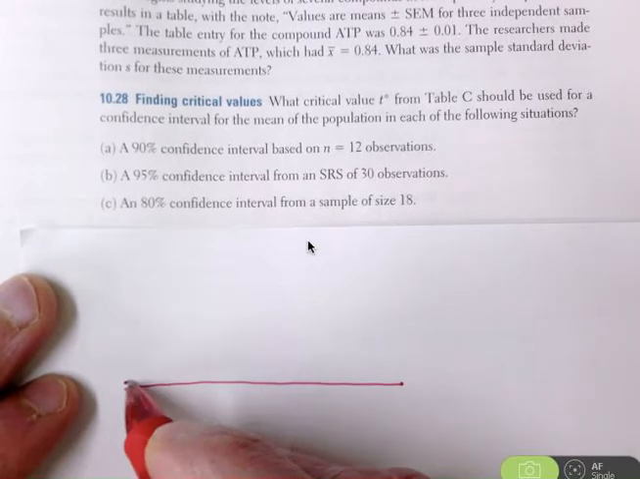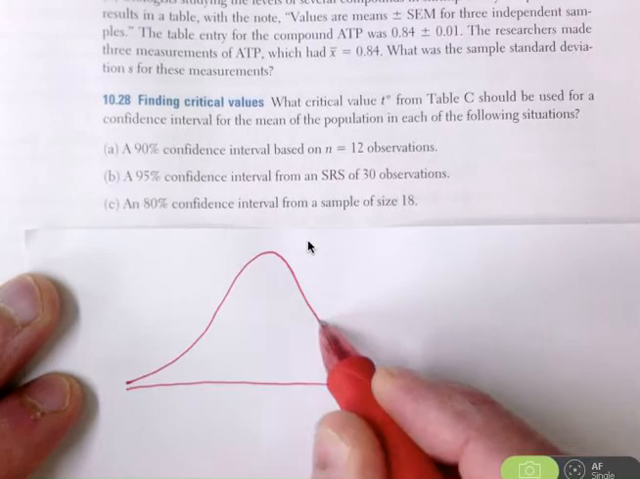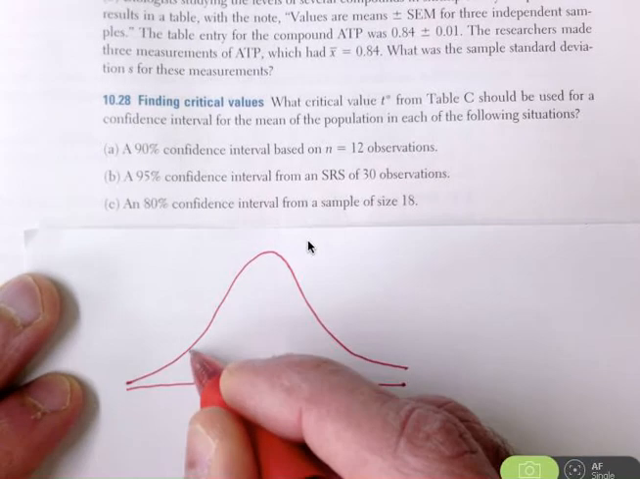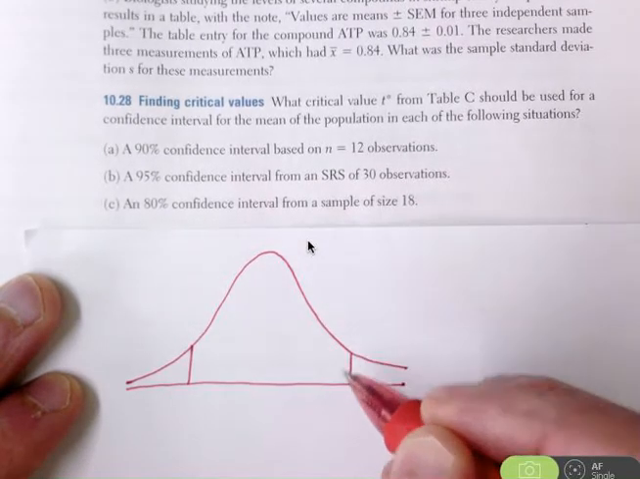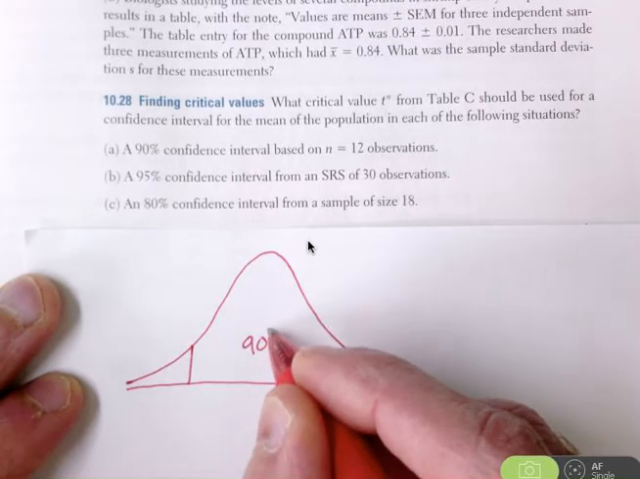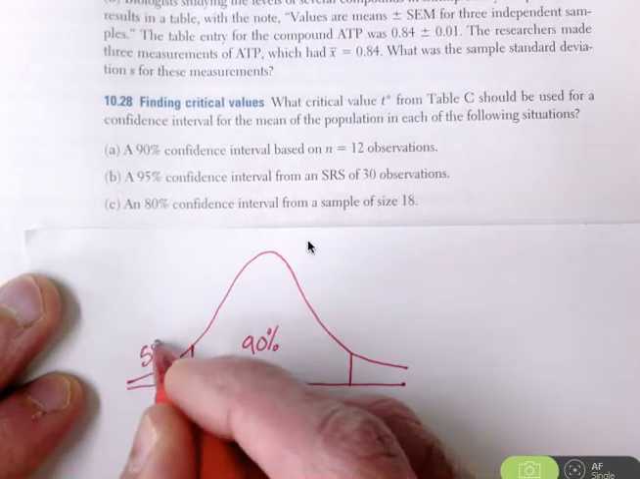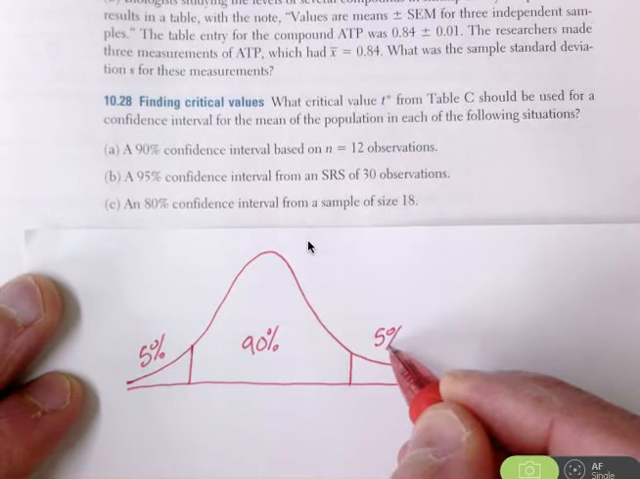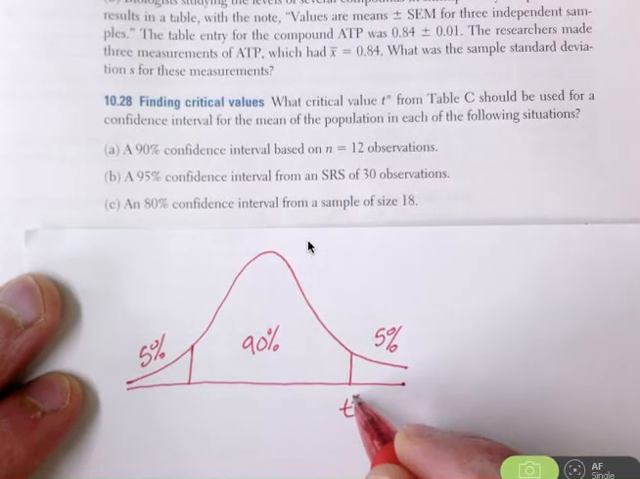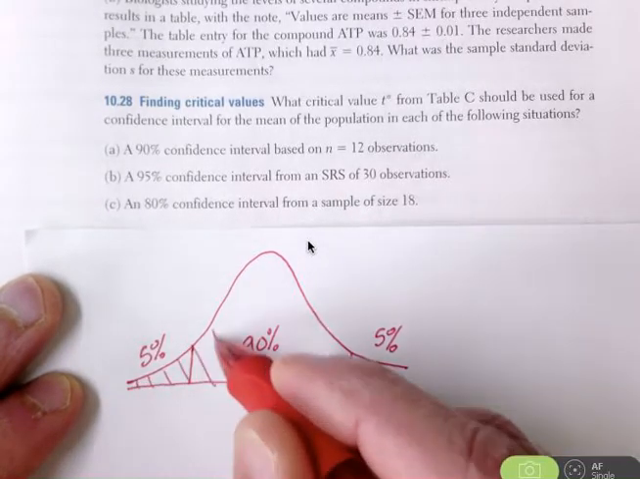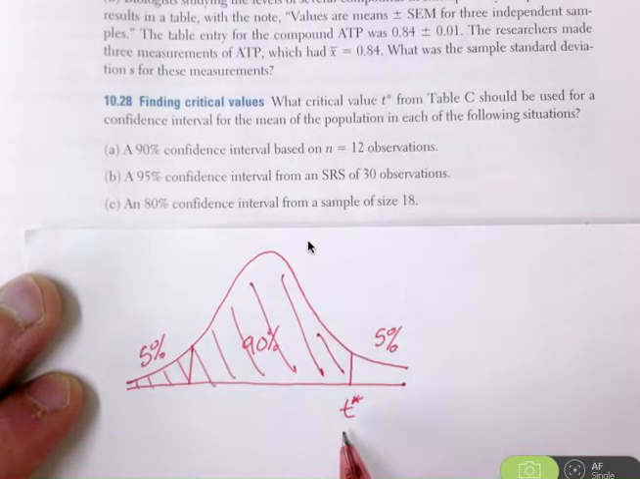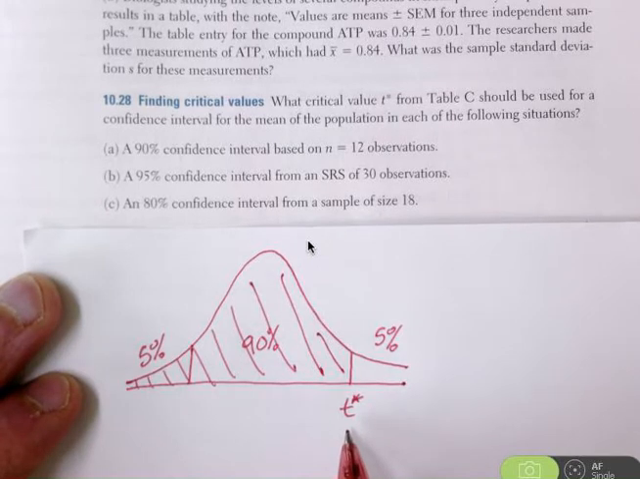So in part A, I want 95% confidence. If I want to account for the middle 90% of my sampling distribution, that essentially means that I am ignoring the 5% at the bottom and at the top. So here is where T star is going to be located. That's the value that I'm looking for. That's going to tell me how many of my sampling standard deviations above and below the mean I want to go in order to build my confidence interval.